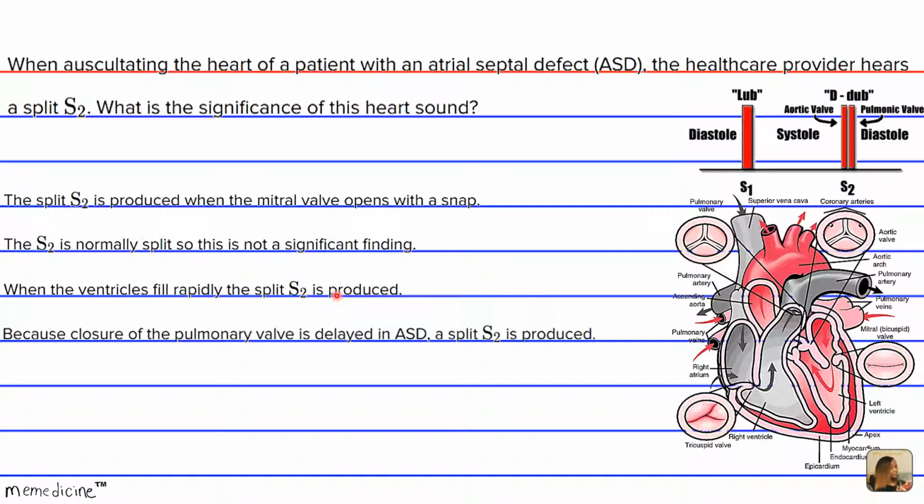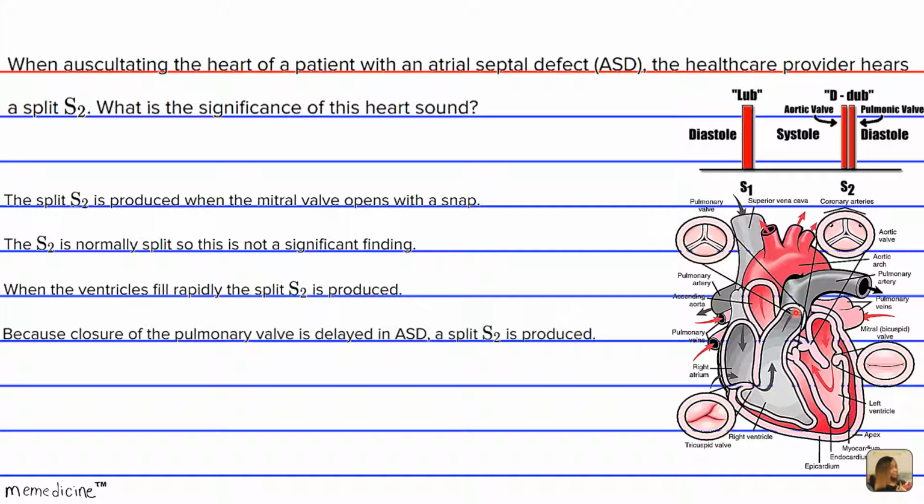And the blood shunts, okay, from the left side of the heart, as I previously mentioned in the opening card, to the right side in an ASD, an atrial septal defect, increasing the volume on the right side, the deoxygenated side. And again, that's due to a perforation between the walls or the septum of the atria. When blood volume on the right side of the heart is increased, okay, the right ventricle is continually overloaded with blood, and this delays the closure of the pulmonary valve.